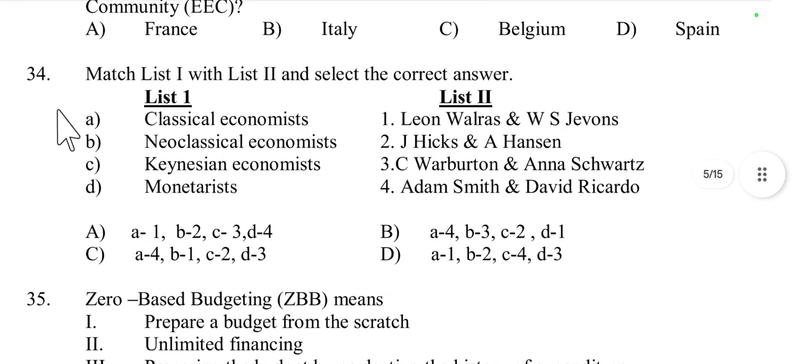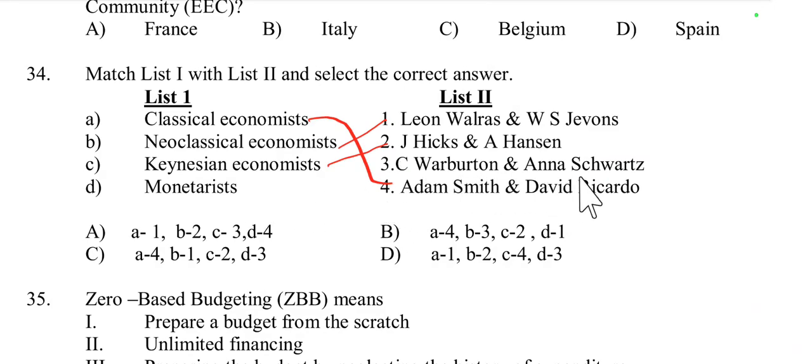Then question number 34, list 1, list 2: classical economist, neoclassical, Keynesian and monetarist. Classical economists: Adam Smith and David Ricardo. Neoclassical economists: Walras and Jevons. Then Keynesian economics: Hicks and Hansen. Then monetarist, C.